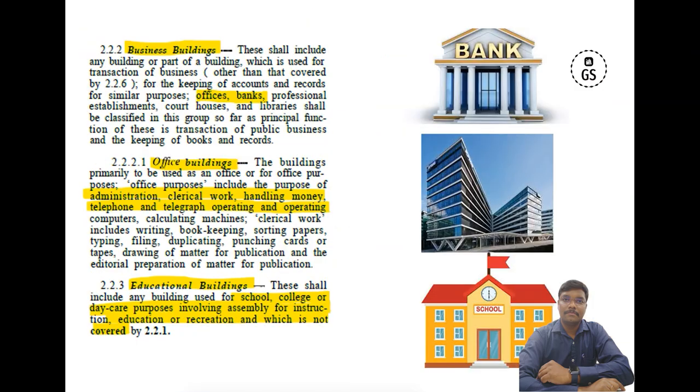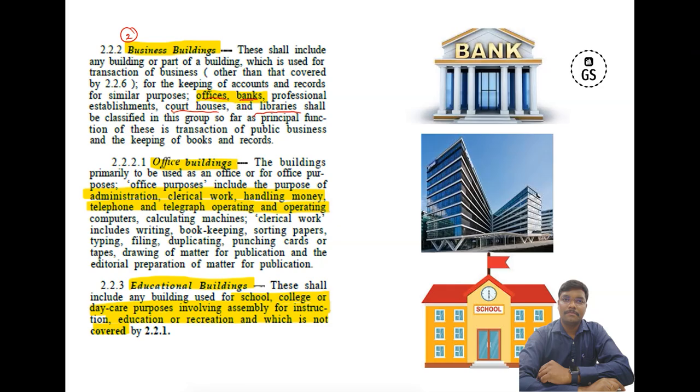Next we come to business buildings. So what comes under business buildings? Libraries, office buildings, bank buildings, courthouses. All this comes under business buildings. And then we have office buildings. So what makes the difference between an office building and a business building?